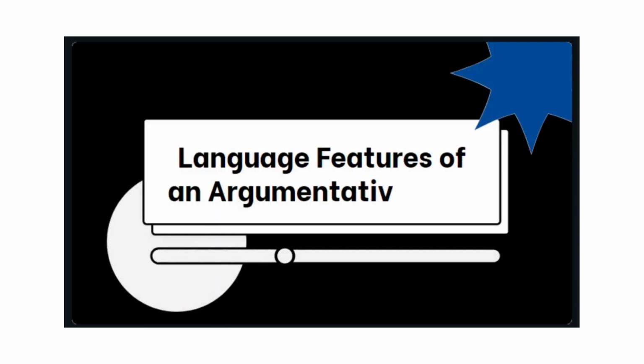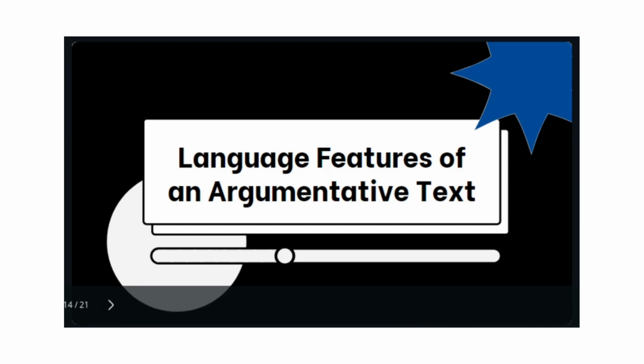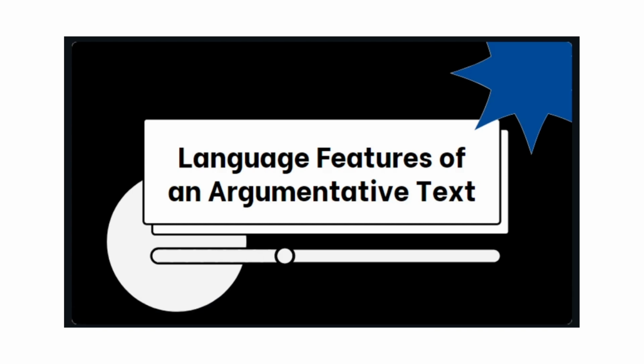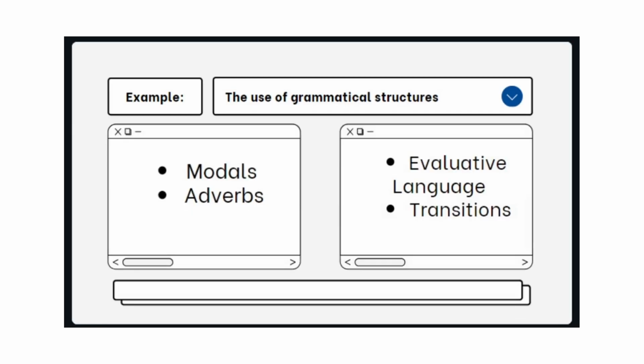Like in other forms of writing, the use of language, particularly the choice of words to be used, is an essential consideration in writing an argumentation. Since this writing focuses on proving the worth of an argument or idea, there is a need to choose words that will contribute to the main purpose of the writing. So we are now talking about the language features of an argumentative text. Example, the use of grammatical structures, which are modals, adverbs, evaluative language, and transitions.